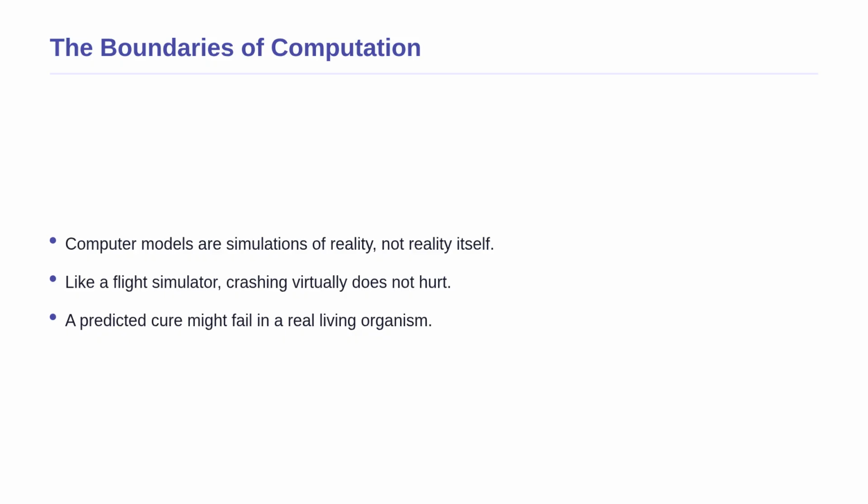We can build incredible computer models of cells, proteins, and DNA, but these are still just simulations of reality, not reality itself. A computer might predict that a certain chemical will cure a disease perfectly, but when tested in a real living organism, it might fail completely due to biological factors the computer did not know about.